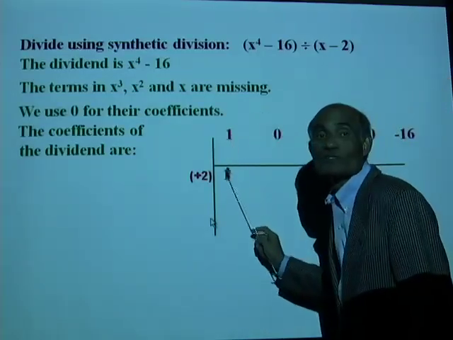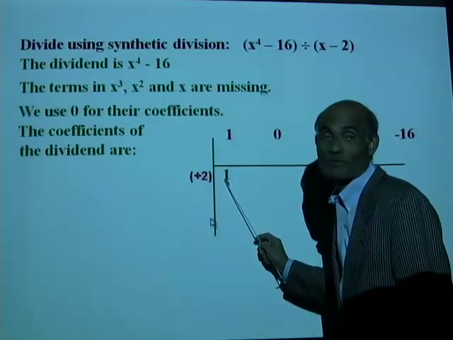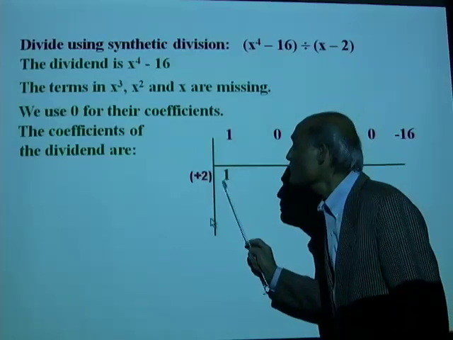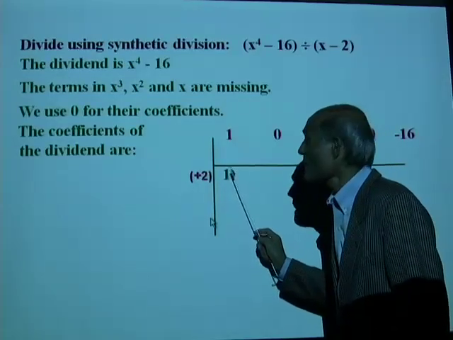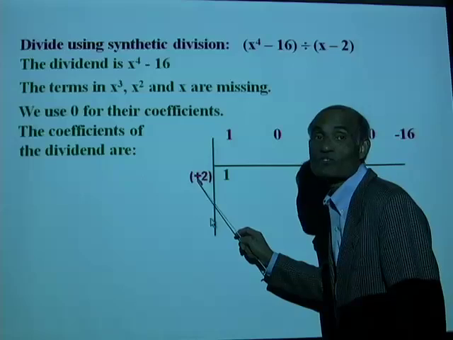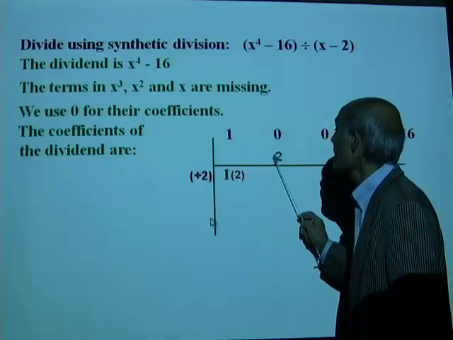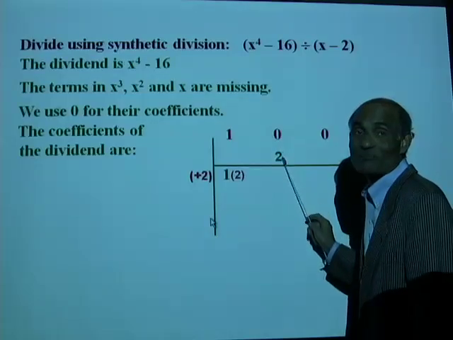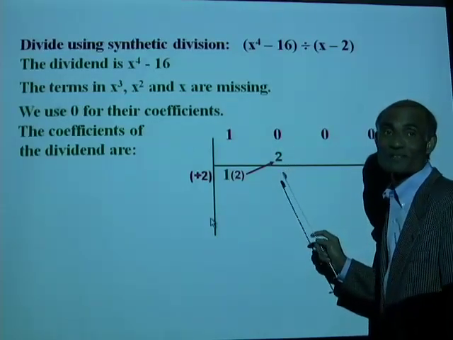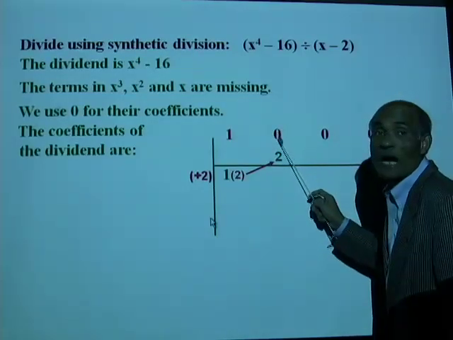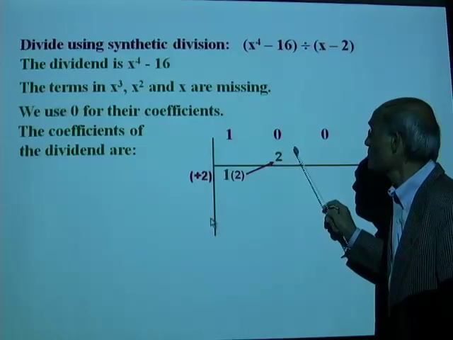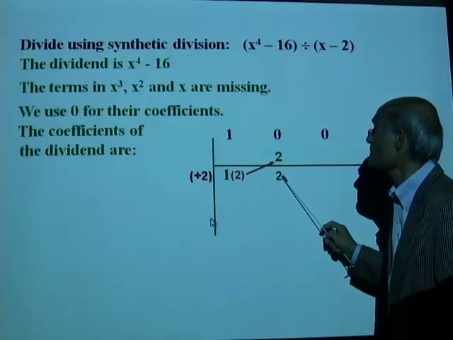Bring down the 1. Alright, and what do we do with this 1? Multiply this 1 with this plus 2. It'll give you 1 times 2 is 2. And where do you write it? Write it below 0. That's right. And the next step, add these two numbers. 2 plus 0 is 2.